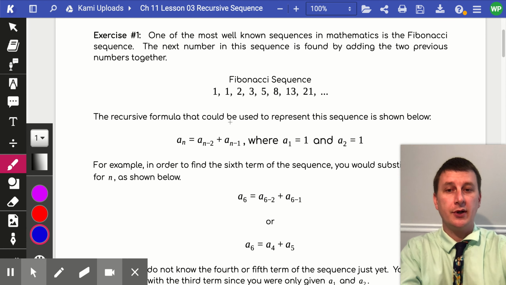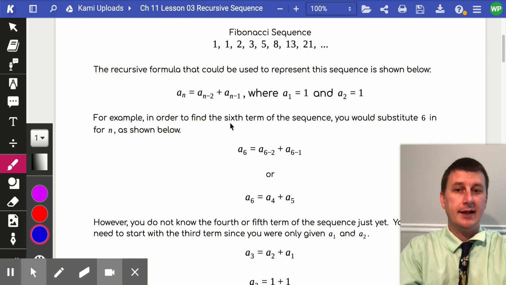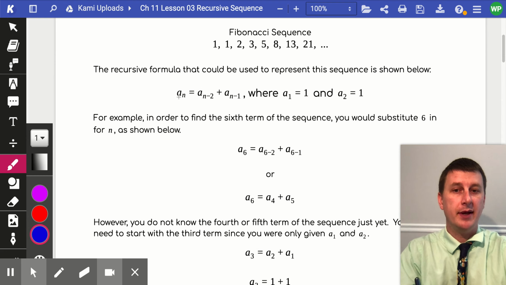There is a recursive formula that could be used to represent this sequence. To find a sub n, you take the term that's 2 places before a sub n and the term 1 place before a sub n, and you add them together. That's what it's saying to do right here. And it tells you that a sub 1 is 1 and a sub 2 is 1. Just given that information, you could find any term in this sequence.